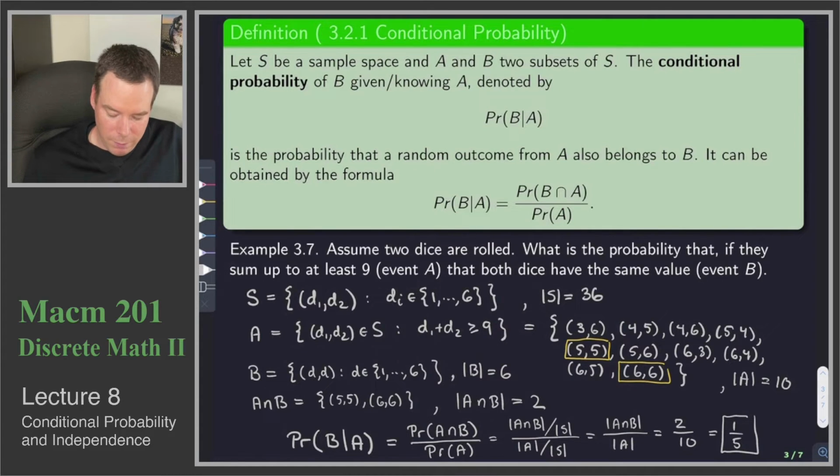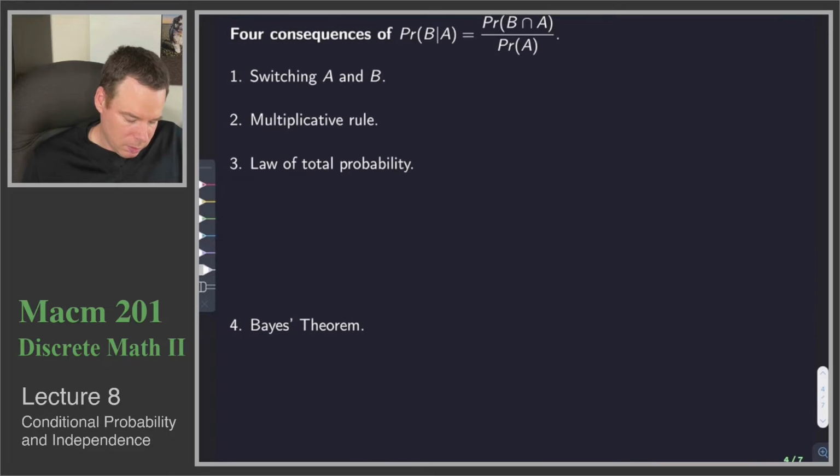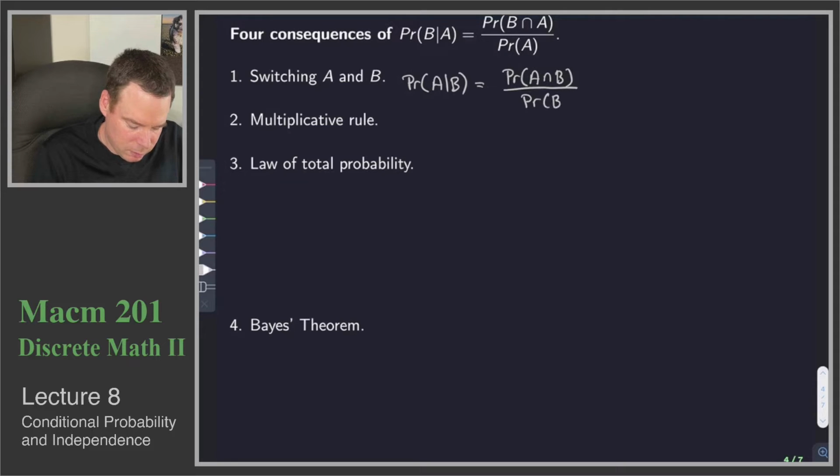So let's have a look at 4 consequences of conditional probability. Again, the conditional probability formula is there: the probability of B given A is the probability of their intersection divided by the probability of A. We can switch the roles of A and B in this formula. A and B were just 2 events, so I could switch their roles. And what I get is that the probability of A given B is equal to the probability of A intersect B all over the probability of B.